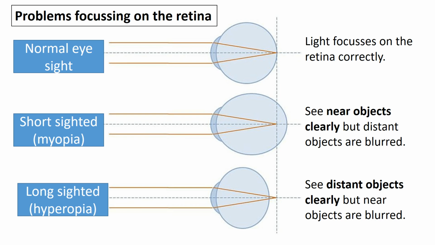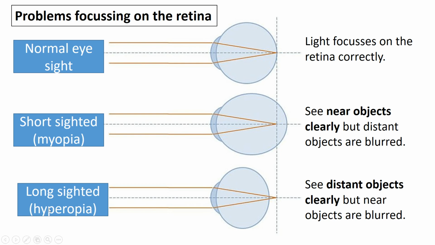Short-sighted people, it's called myopia. And for whatever reason, because of differences in their eye, they can see near objects clearly, but distant objects are blurred. And that's because they are short of the retina when they're trying to focus. So you can see that the focal point is not quite reaching the retina when they are looking at distant objects.